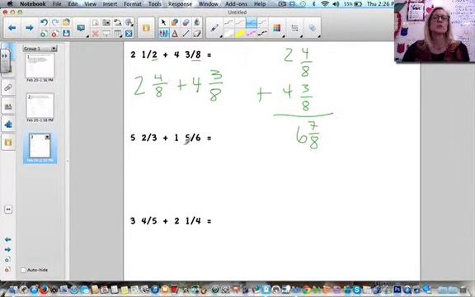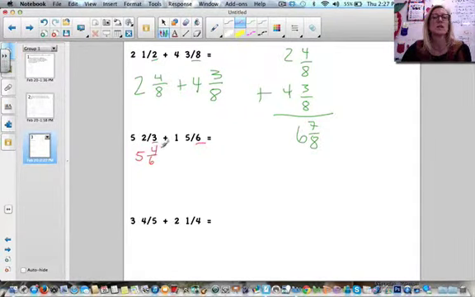5 2/3 plus 1 5/6. So again, different denominators. Different denominators, but again, 3 goes into 6, so this makes it nice and easy. So this time I'll just see if I can squeeze it in here vertically. We've got 5, and our new denominator is going to be 6. So again, I ask myself 3 times what number is 6, and it's 2, so therefore I have to multiply 2 times 2 as well, and that's 4, so I'm going to write that up here.